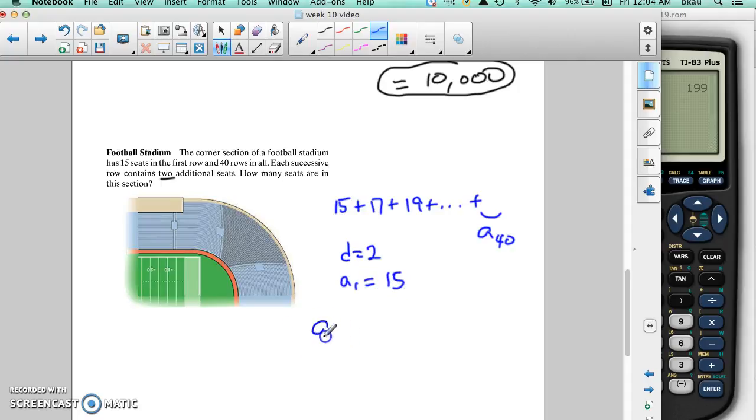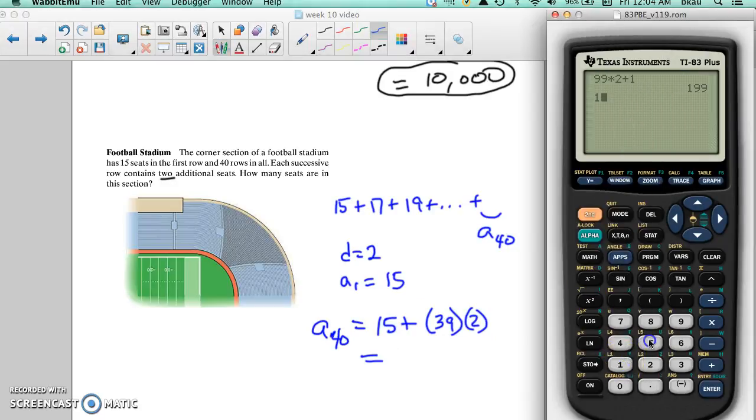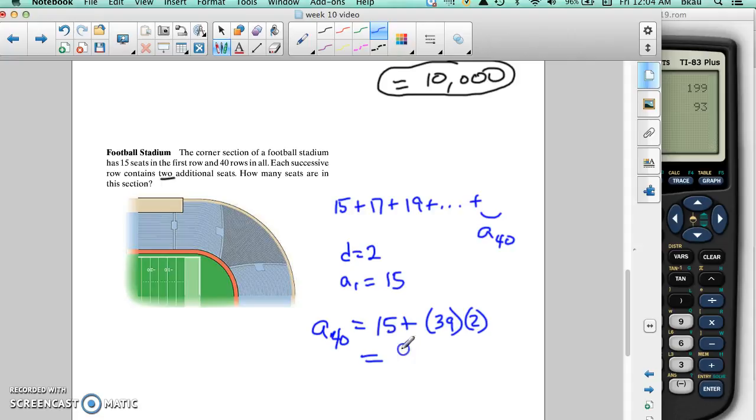So a sub n, or a sub 40, is what we're looking for. It's a sub 1, which is 15, plus n minus 1, which is 39, times our difference, which is 2. We just need to figure that last term out. 15 plus 39 times 2 is 93. So we have 93 for our last term. There are 93 seats in the last row around the back side.